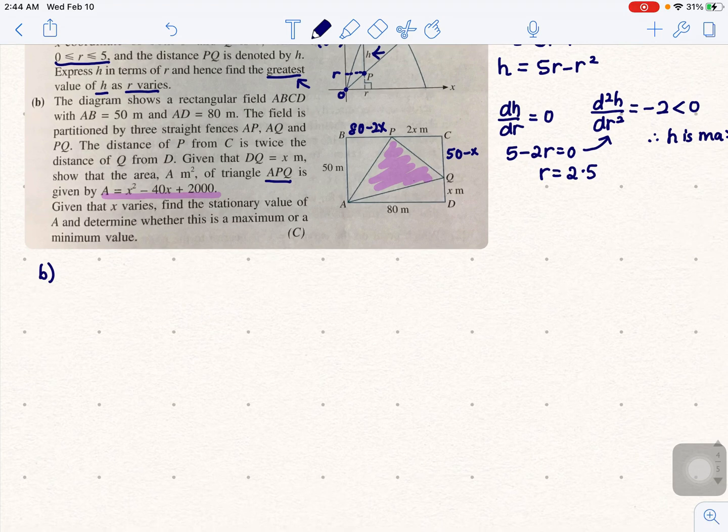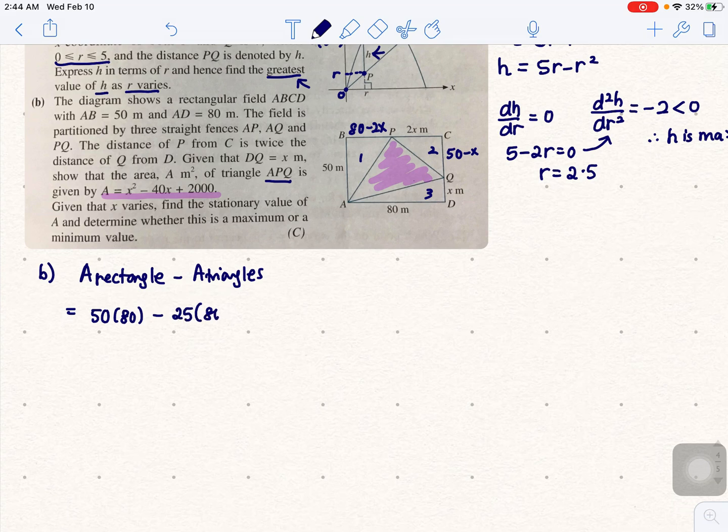So what can we do? We find the area of the rectangle and we subtract the area of the triangles. How many triangles do I have there? I have 3 of those. So 50 times 80 is going to be 4,000. I'm going to do this first, second and third. Half times base times height. So half times 50 is 25. Then half times 2x is x. Half times 80 is going to be 40, so it's just 40x. So let's simplify.